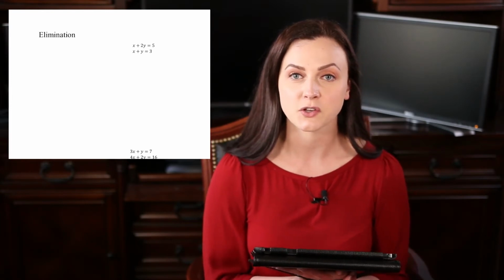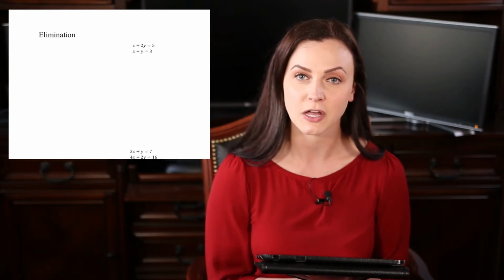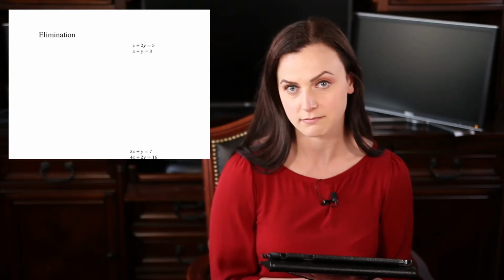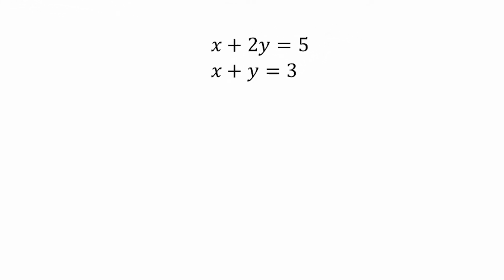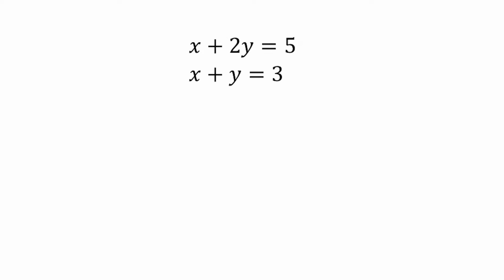Today I am going to show you how to use elimination to solve a system of two equations. Elimination is sometimes called the addition method because the idea here is to add the two equations together to completely eliminate a variable. Now, what would happen if we added these two equations together right now? Well, nothing would cancel, so that doesn't really help us.